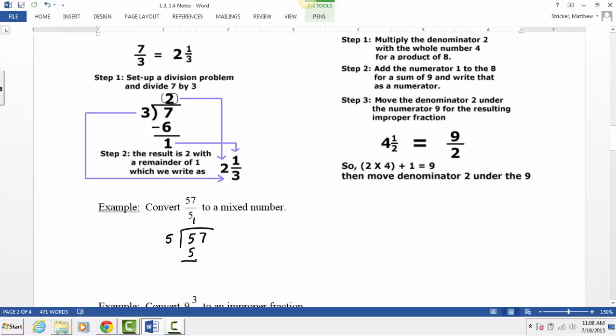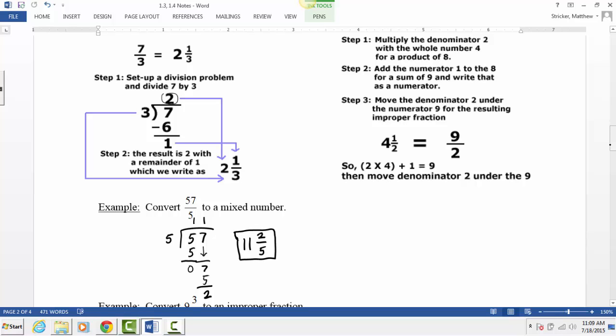If I go ahead and subtract that, I get 0, but then I go ahead and bring down the 7. 5 goes into 7 one time. 1 times 5 is 5, with a remainder of 2. So we take our whole number part, which is up here on top, that's the 11, and the remainder is 2 out of 5. So 57 over 5 is the same as 11 2/5.